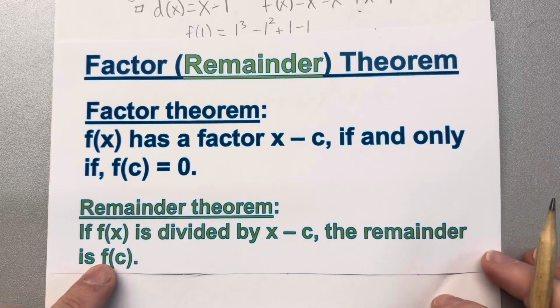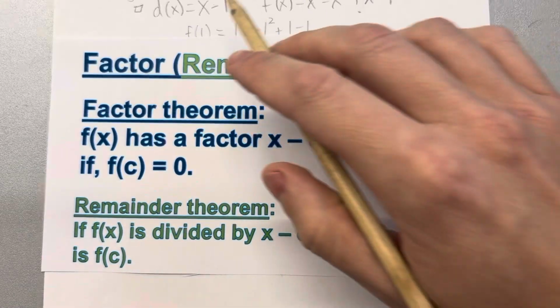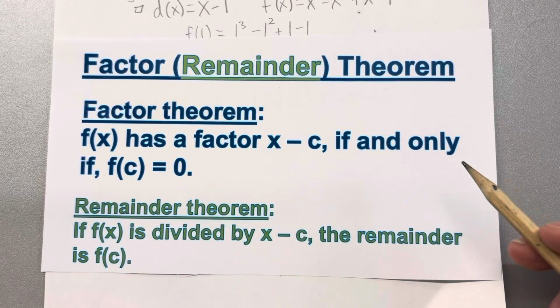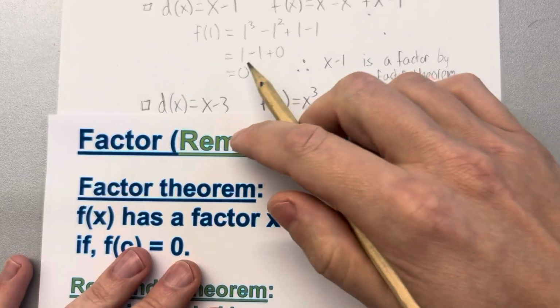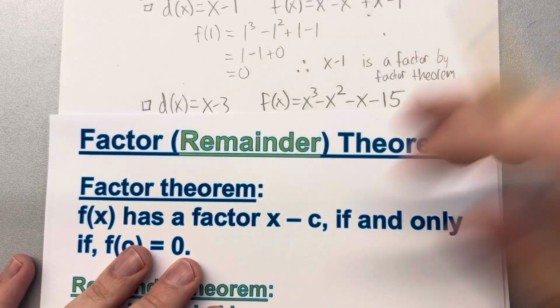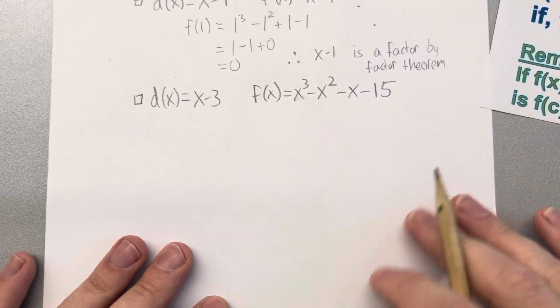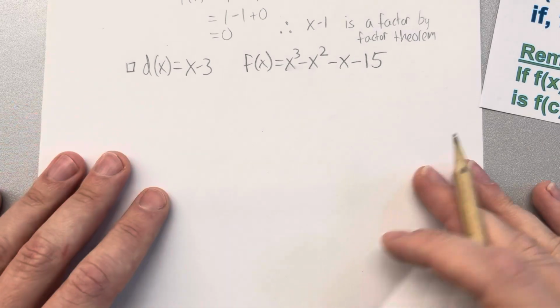Something is a factor if and only if when you divide by it there's no remainder. The remainder theorem says if we were to have divided this by x minus 1, the remainder would have been f of 1, which is 0. So factor and remainder theorem are basically the same thing. So we'll do this one next.